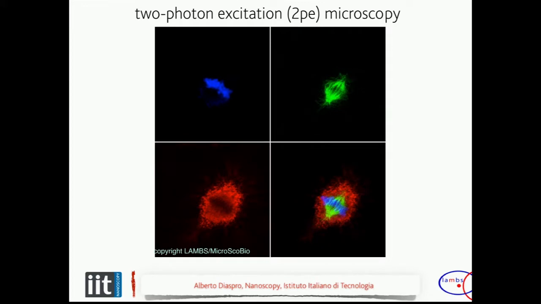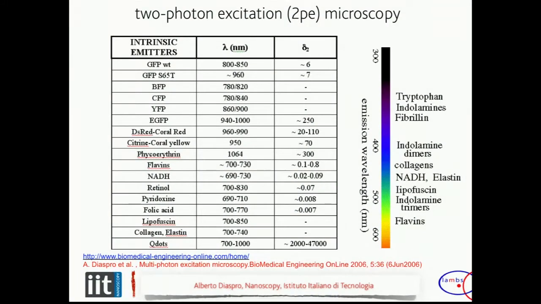So this is just an example with the very same wavelength. You can get the three colors coming from different regions: from DNA, from the cytoskeleton, and from filaments. And you have different collections of tables reporting the wavelength ranges for two-photon excitation. Here, you have another surprise.